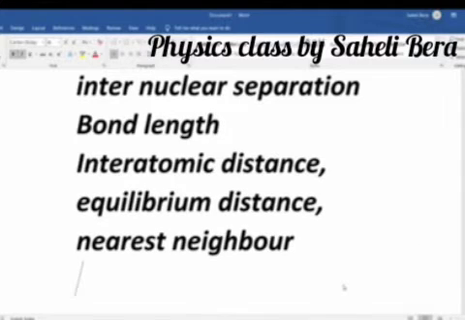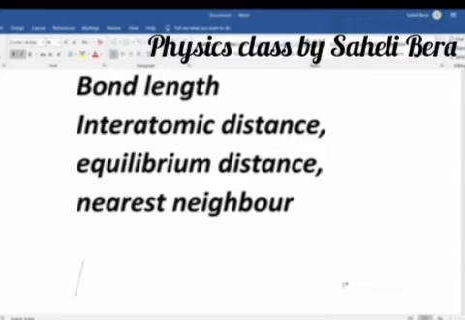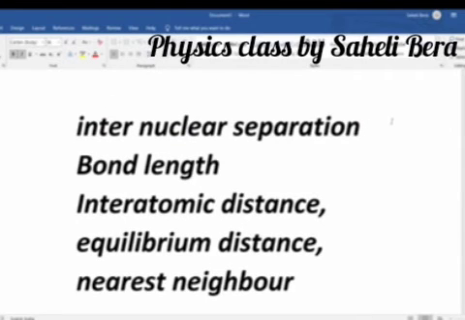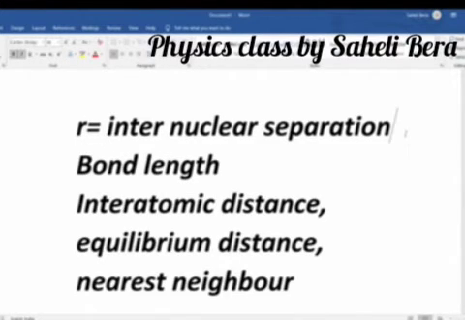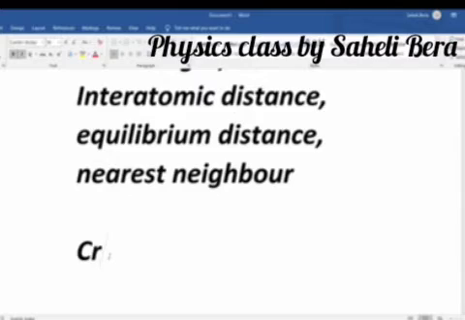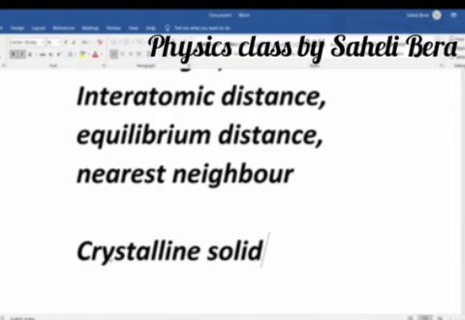So now, if I divide the solids by their properties, everything here is R, the same thing: bond length, interatomic distance, everything. So next we will start the crystalline solid. In a crystalline solid, atoms and molecules are arranged in a regular or periodic manner. It can be in 3D or it can be in 2D also. So the thing is periodic manner.